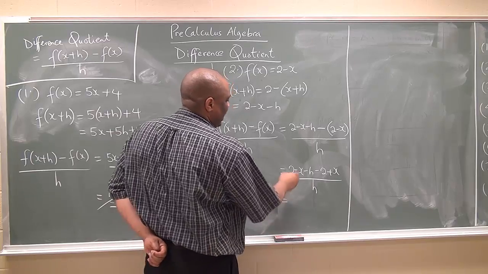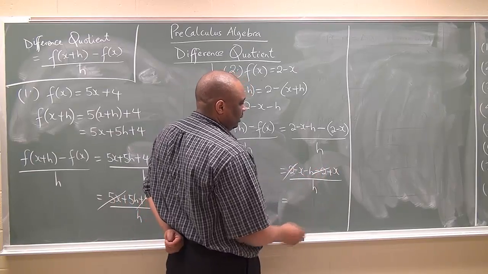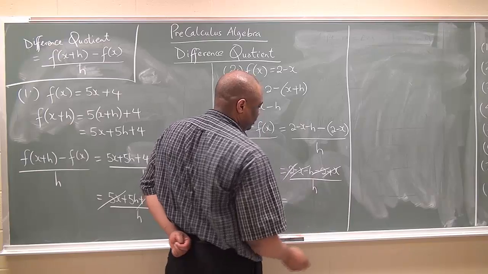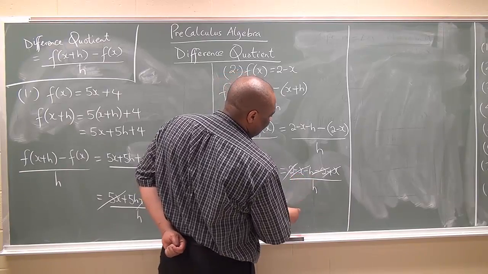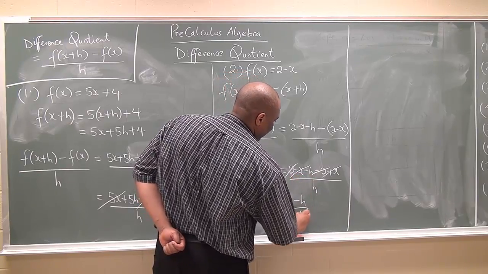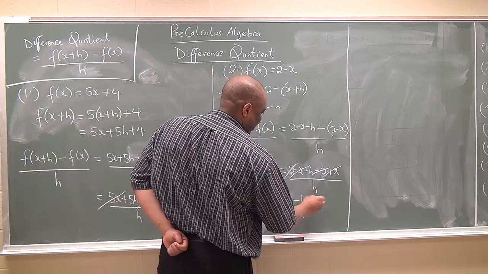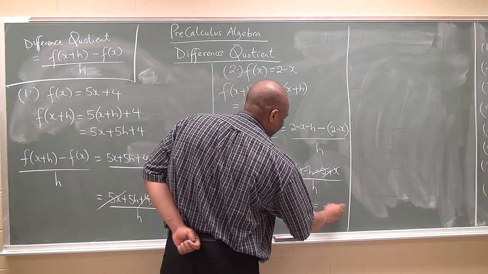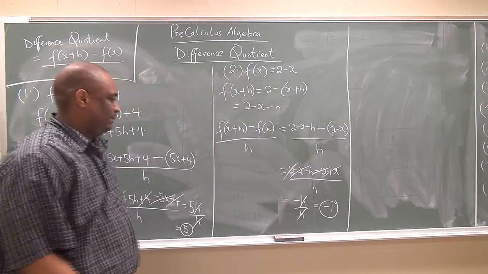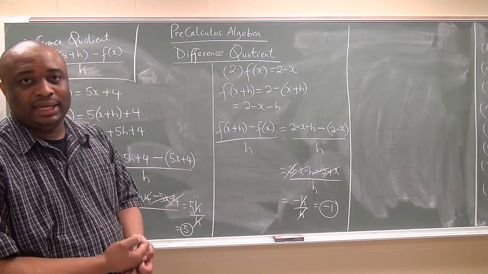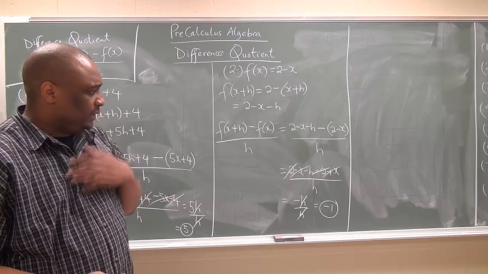And this will be 2 minus 2 is gone. Minus x plus x is gone. And now I am left with minus h over h. H divided by h, and I have negative 1 as my answer. The difference quotient is negative 1.